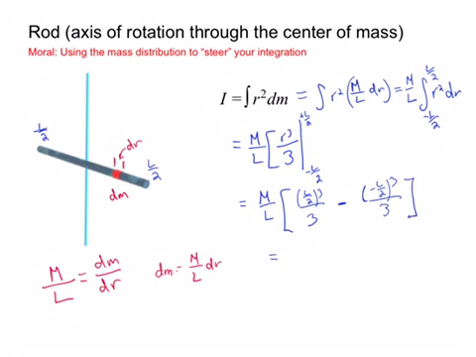And when you simplify that, it will end up coming out to I is equal to 1/12 mL squared, which is the moment of inertia for a rod that is rotating about an axis that goes through its center of mass.